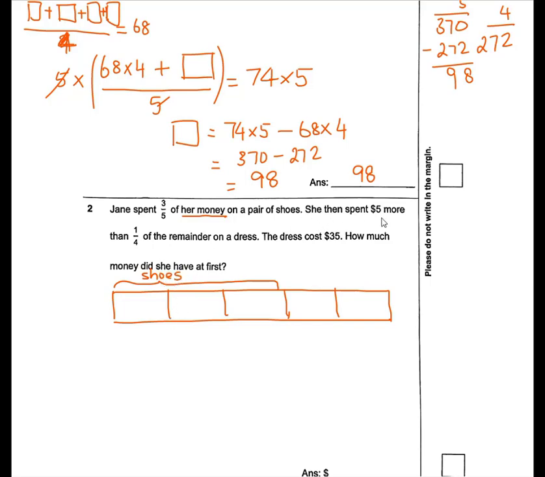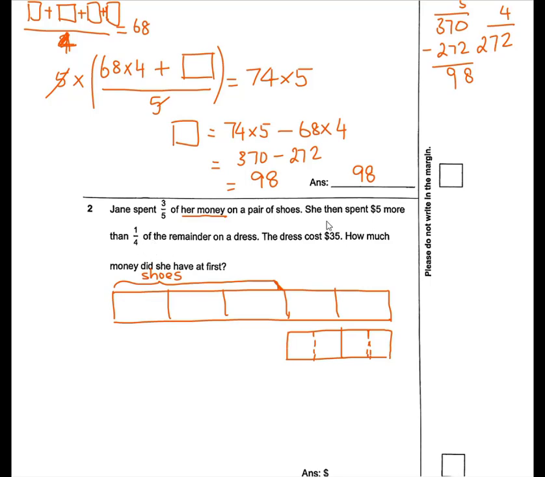Now she spent $5 more than 1/4 of the remainder on a dress. So this is the remainder. So up to here is this. So we have these 2 units. This is the remainder, and you're talking about 1/4 of this. I'm just drawing the exact same thing here to make it easier. I have to divide this into 4 parts, which means each of these I'm going to divide into 2 parts. So I get a total of 4 parts.